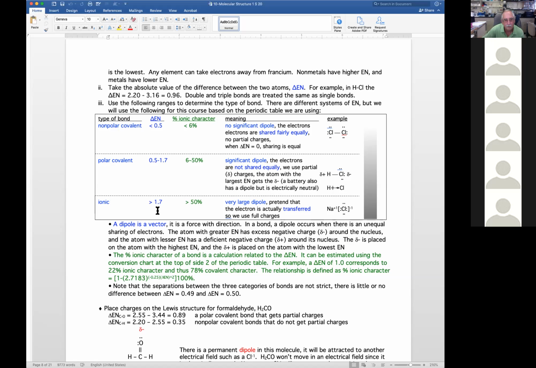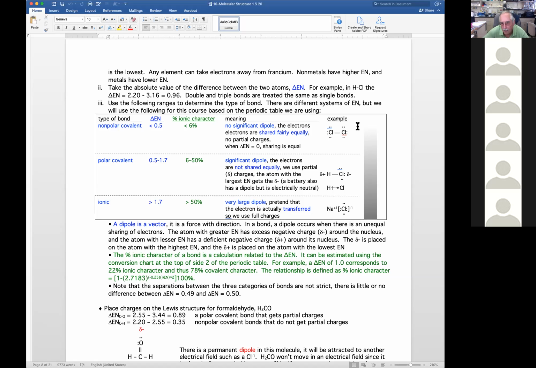What if the difference in electronegativity is greater than 1.7? Now we have a very large dipole. What we do is we pretend that the electron is actually transferred from one to the other, from the metal to the non-metal. So we use full charges. So a couple of things I want to point out here.